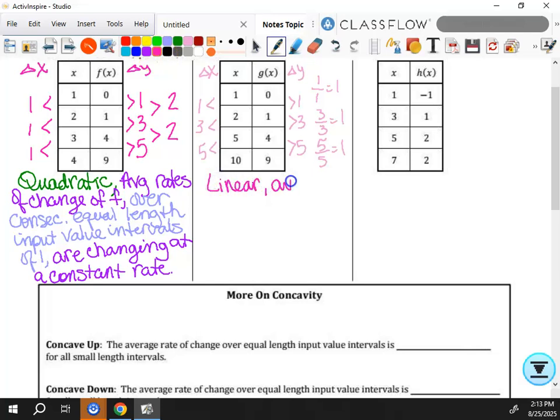and then average rates of change of who? G, right? Average rates of change of G are constant. Because for a linear, the input value intervals don't matter. We found slopes, they're constant, that's all I really have to say. Okay, so it just kind of simplifies.